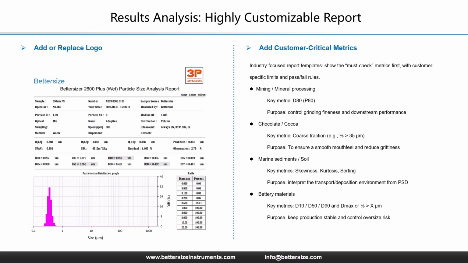A mining engineer controlling a grinding circuit does not care about mean diameter. They need the D80 or P80 to ensure liberation efficiency. A chocolate manufacturer needs to know the fraction above 35 microns, as this specific coarse tail determines whether the product feels smooth or gritty in the mouth. The 2600 Plus allows you to configure these specific parameters as headline metrics on your report alongside your own corporate branding. This ensures the document speaks the language of your quality manager, not just the language of the instrument.